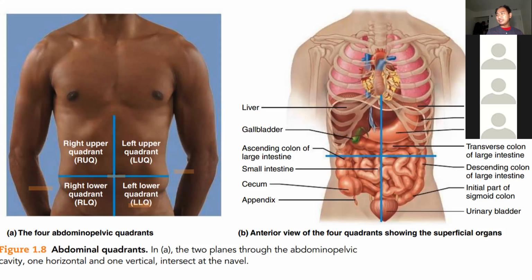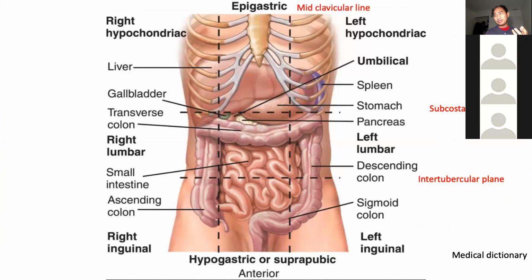If the pain is in the right upper quadrant, then you will be thinking about the gallbladder and liver. If the pain is in the right lower quadrant, then you will be thinking about the cecum and appendix. Left upper quadrant, then you will be thinking about the stomach and colon. So that sort of stuff. This information is important, especially when you get into the clinical practice.